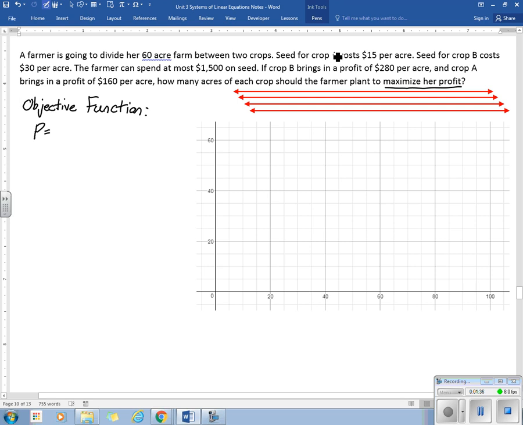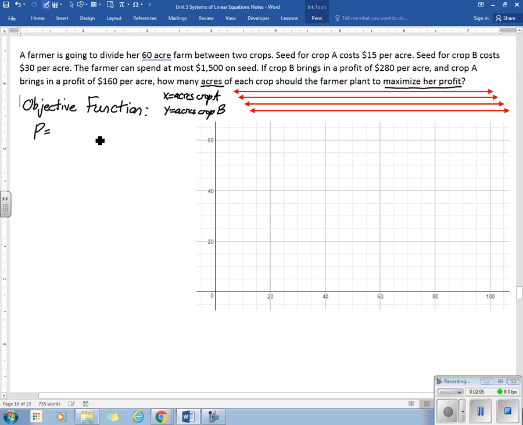So we have crop A and crop B. What I'm going to do is let X be acres of crop A, and I'm going to let Y equal acres of crop B. And the reason why I'm doing that is because that's kind of how everything's given. Crop A costs this per acre. Crop B is this per acre. And again, that's what the question asks too. How many acres of each? So the question usually identifies your variables for you.